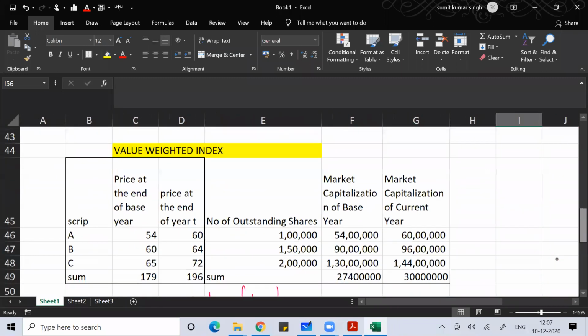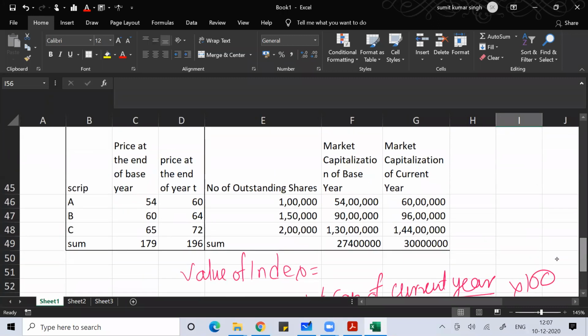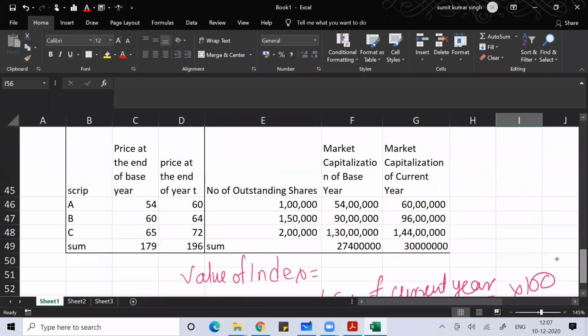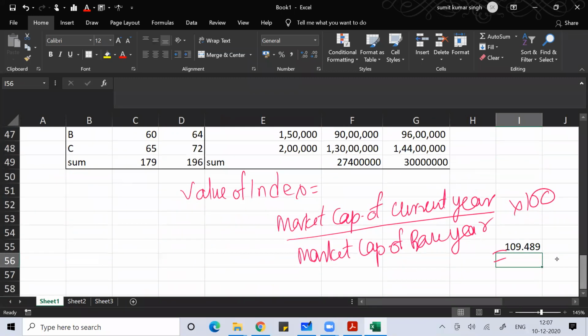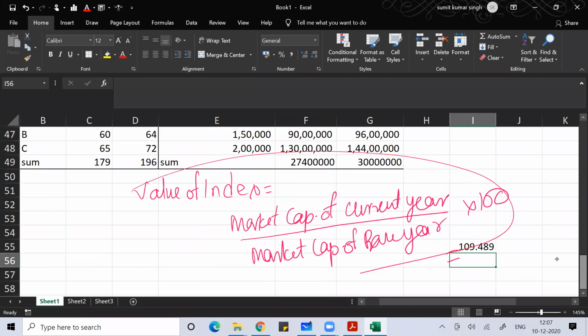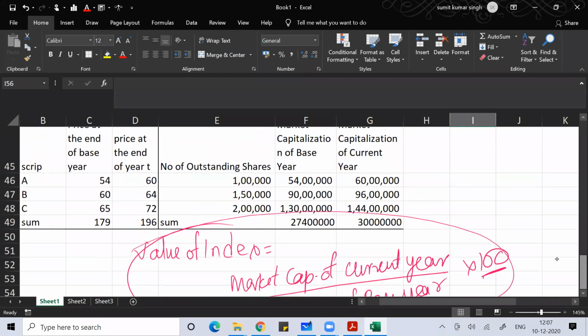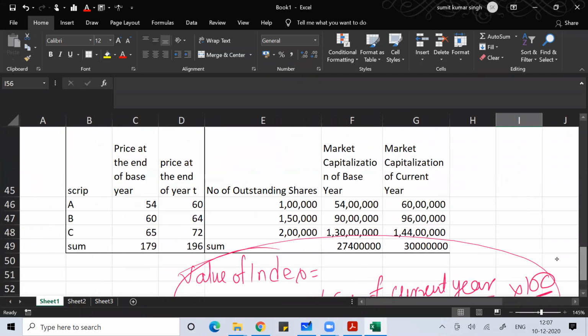And then after that we have the value weighted index, and we can use this as a formula. This is called the index value. Anyone, any question you want to ask?